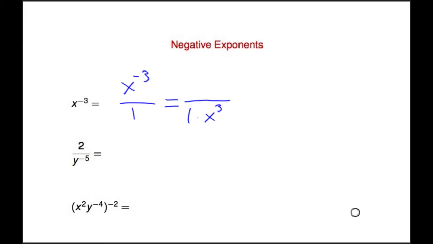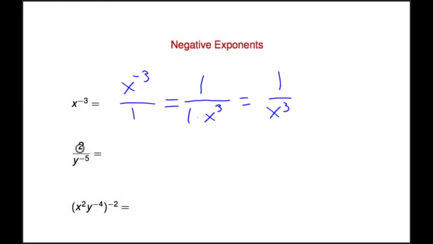Okay, so if you're ever moving things around, you never want to leave a 0 behind. It's not going to make sense to leave a 0 behind. Instead, what you want to leave is a 1 behind. Okay, so what this ends up being is 1 over x cubed. Okay, so we'll do a few more of these and it'll start to be a little clearer what we're doing here.